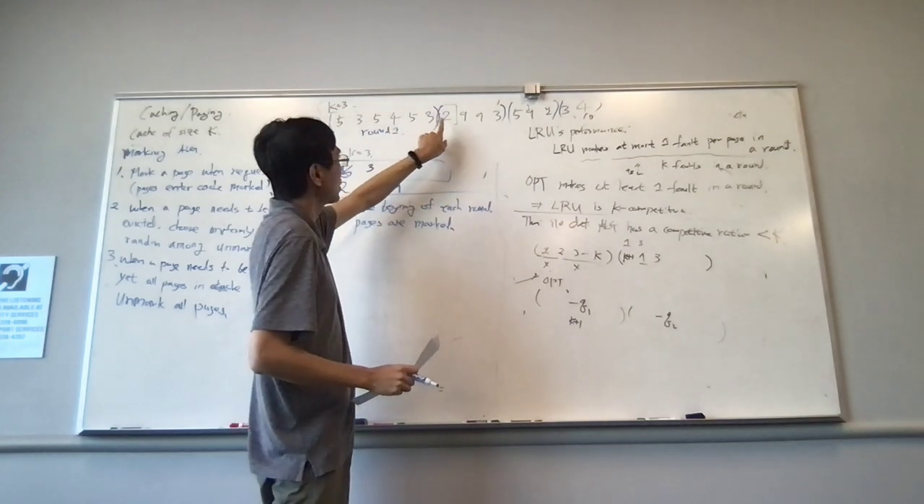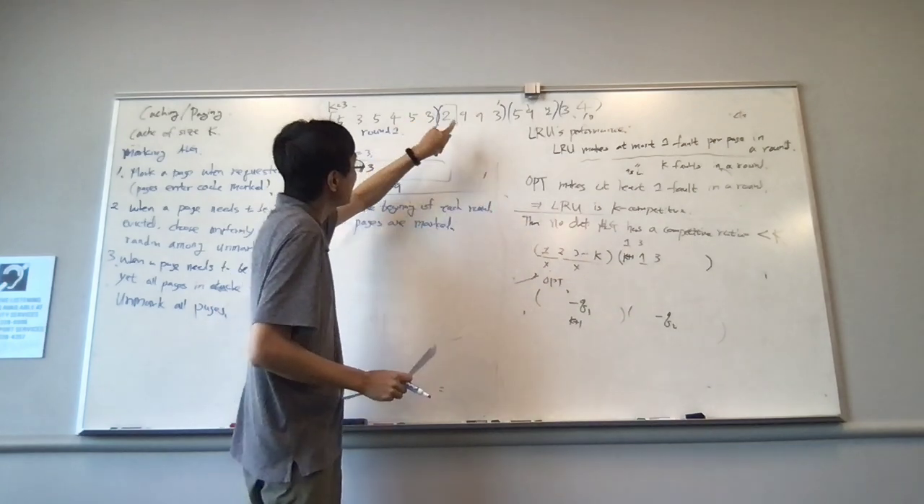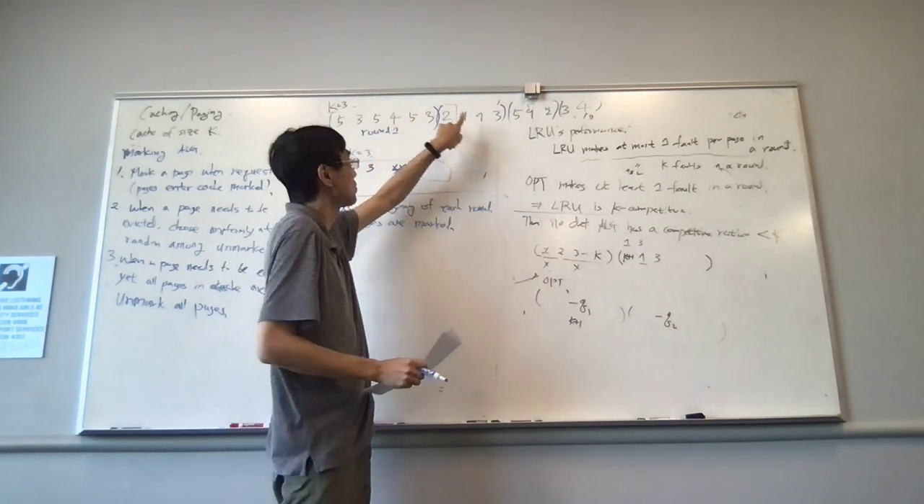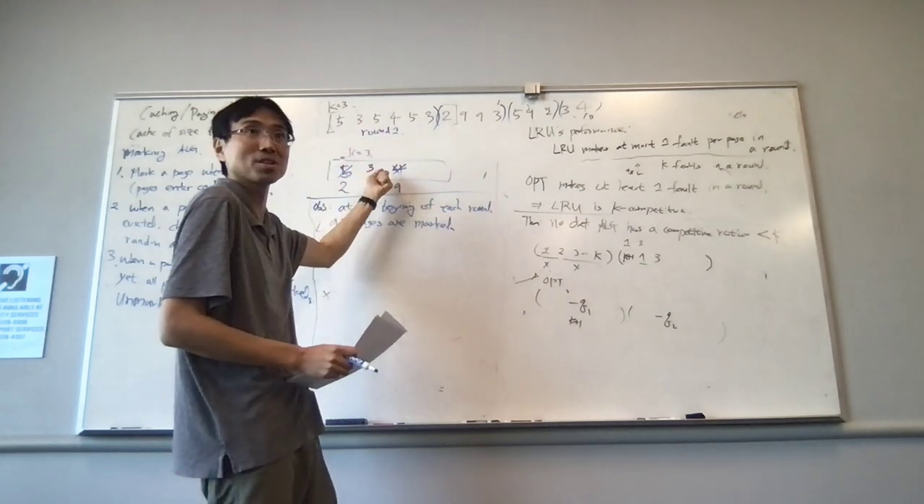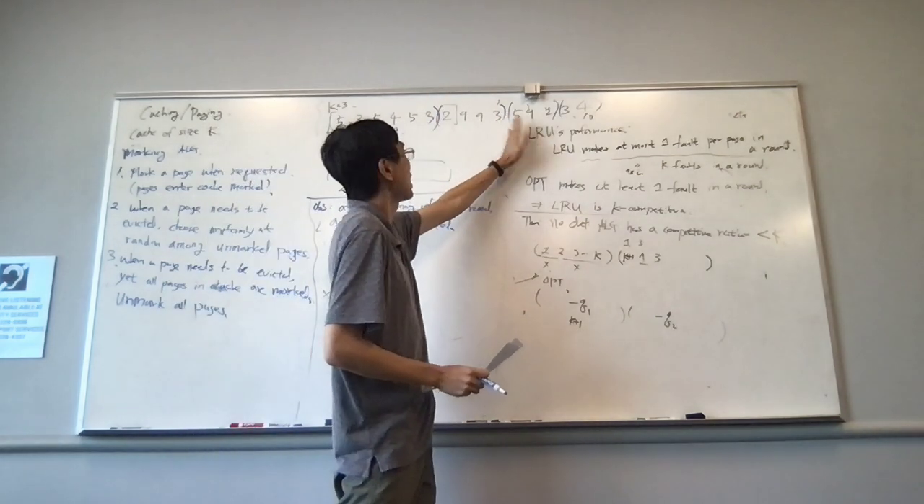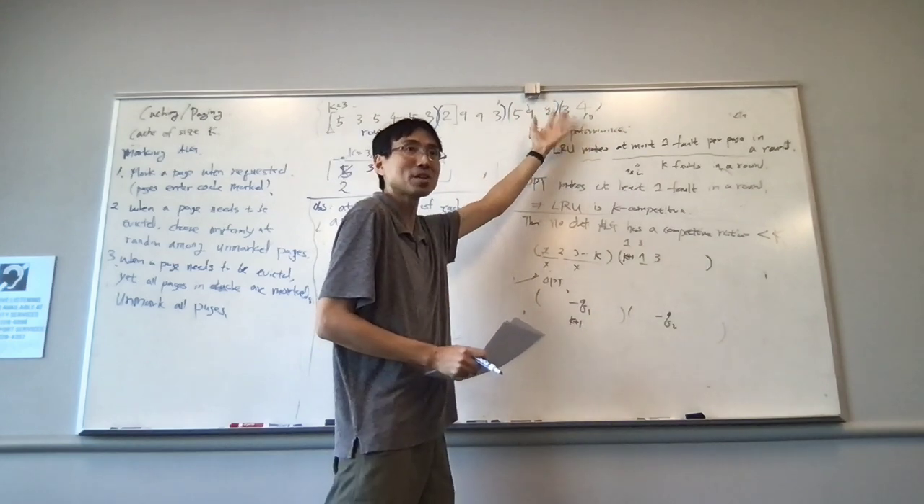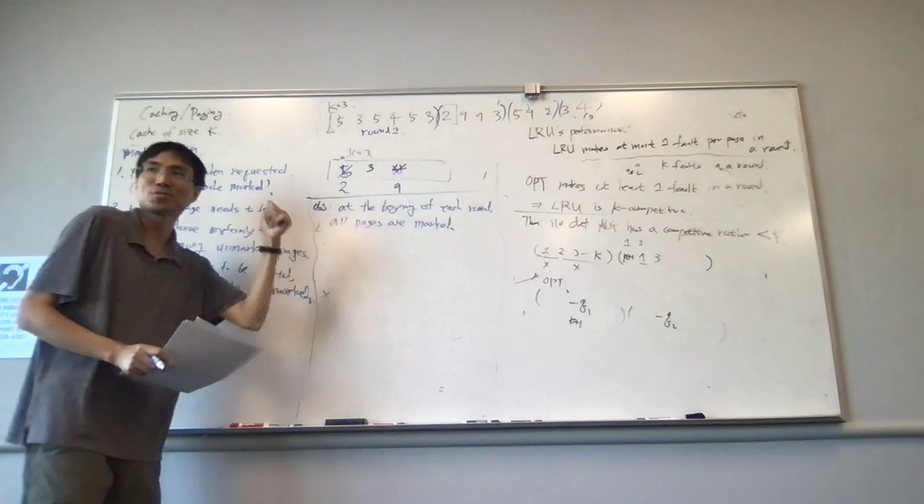And then I use 3 pages. By definition of the round, I see 3 different pages. Therefore, I make 3 marks. So at the end of round 2, all pages are marked. I mark in the next round. That's what this means. Good.